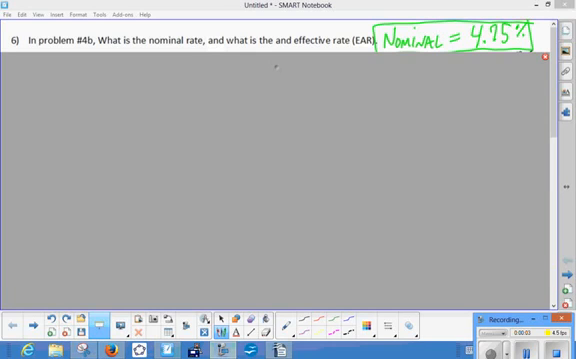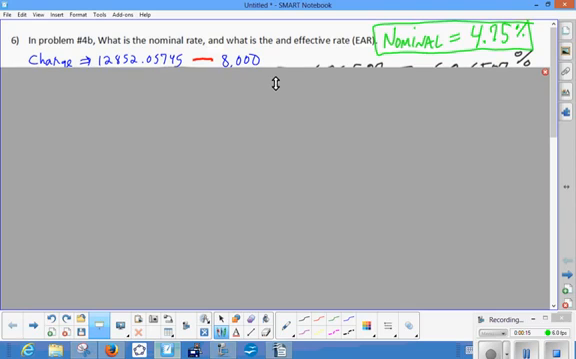All right, number 6. In problem 4b, the nominal rate is the stated rate, the advertised rate, 4.75%. What about the EAR? To do that, we'll need to find out how much money we actually made. Well, we can see that the investment in 4B was worth $12,852. That's after an investment of $8,000.